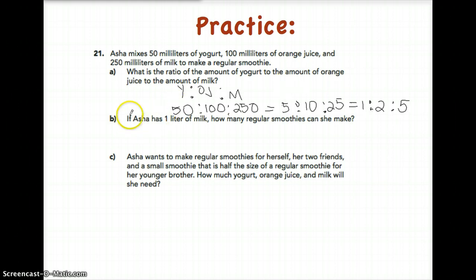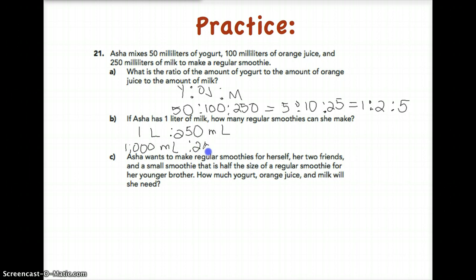So, part B. If Asha has 1 liter of milk, how many regular smoothies can she make? Well, we have to think. So, she needs 250 milliliters to make a regular smoothie. So if she has 1 liter of milk, so she has, let's see, make a ratio. She has 1 liter of milk. How many of these can she make? So we have to make a conversion. So we know in 1 liter there are 1,000 milliliters of milk, or just milliliters.